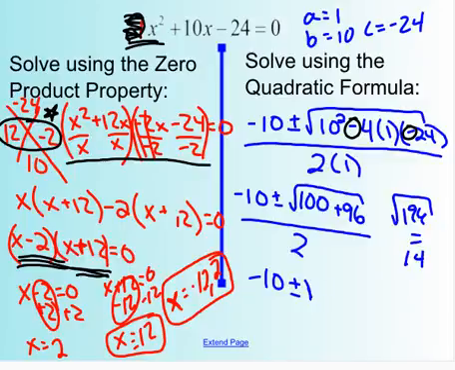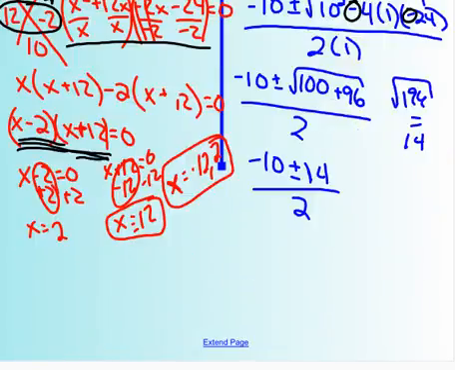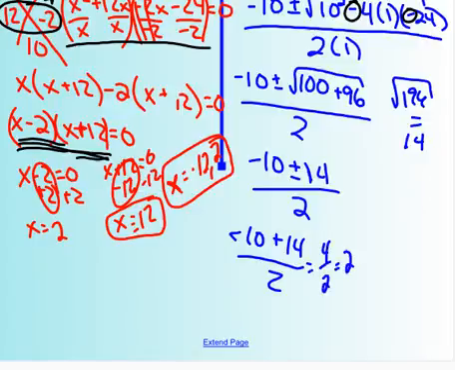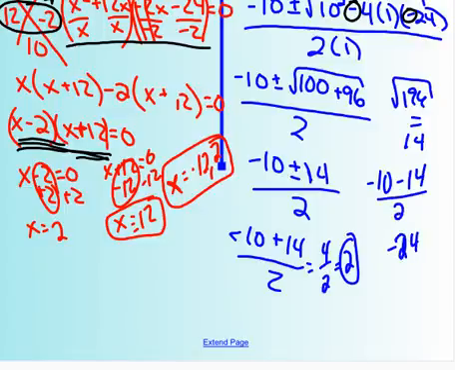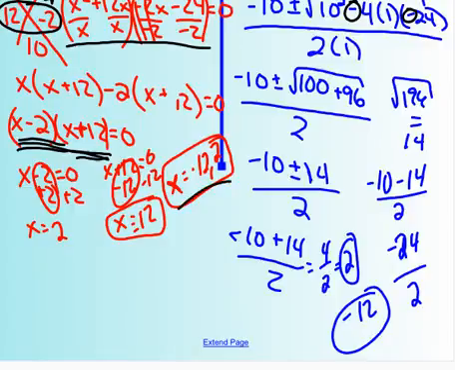So then I have plus or minus 14, all divided by 2. Negative 10 plus 14 divided by 2, all right? That is going to end up being 4 divided by 2, which is 2. Then you're going to have negative 10 minus 14 divided by 2. It's going to be negative 24 divided by 2, which is negative 12. Hey, look at that. I still haven't made a mistake. All right, but you should see these are the same.